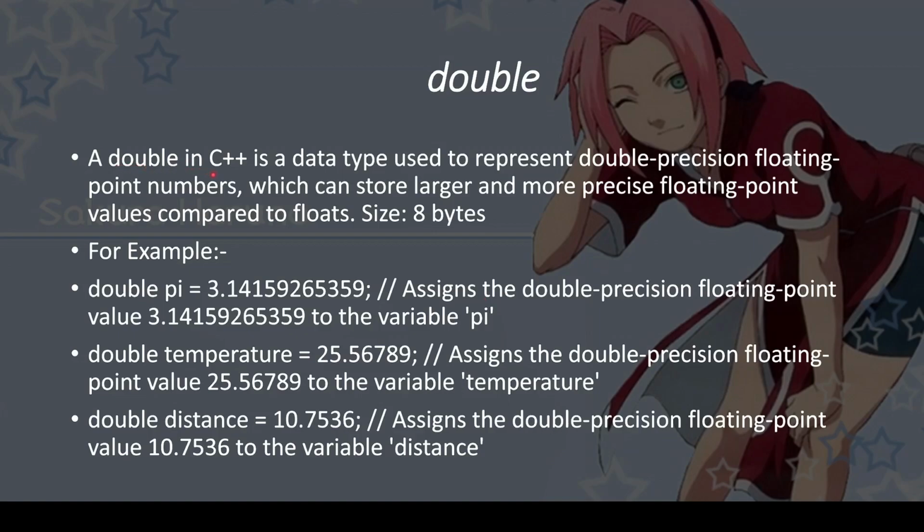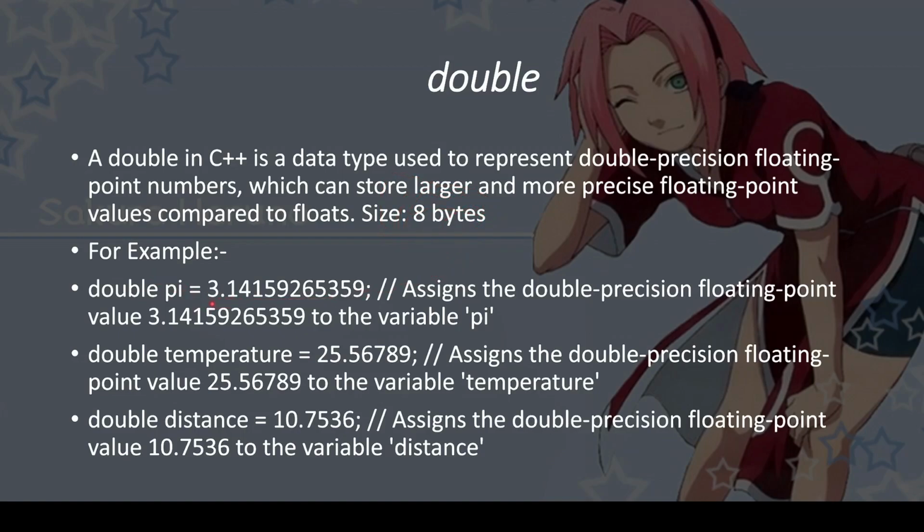A double in C++ is a data type used to represent double precision floating point numbers, which can store larger or more precise floating point values. Compared to float, it stores larger and more precise numbers, and it has a size of 8 bytes, which means it can store larger numbers. So this is the example of double.